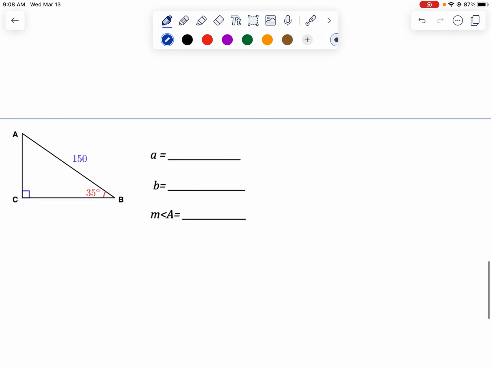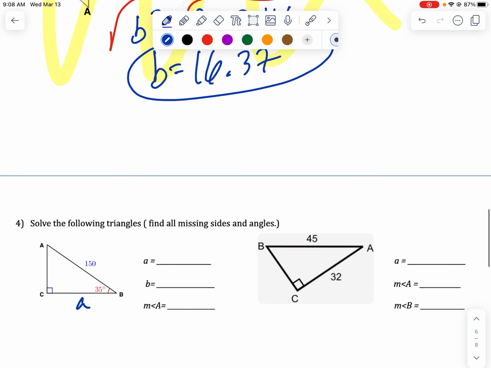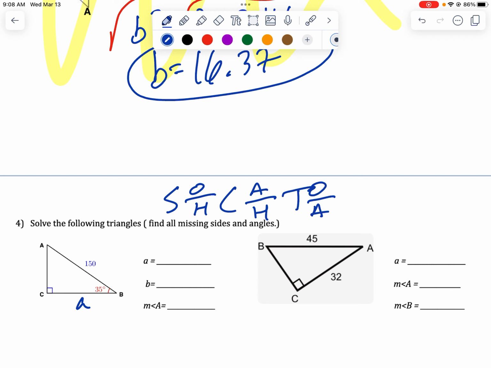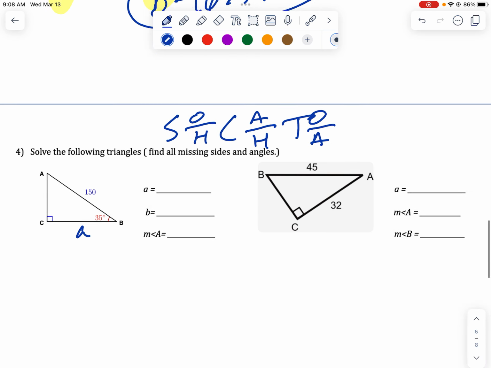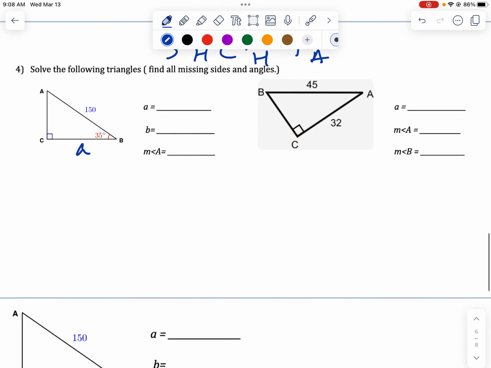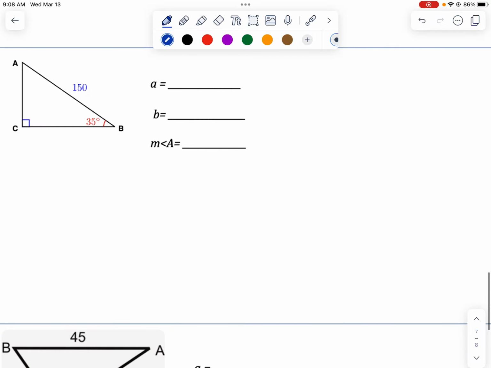I would write down this is a right triangle, so if it's a right triangle, I should use trig. The only times I should use the law of sines and cosines is if it explicitly tells me to do that, or if I have a non-right triangle. I will say that this is side A, this is side B, since those are across from those angles. The 35 degrees is my reference angle, so this is the opposite, hypotenuse and adjacent.